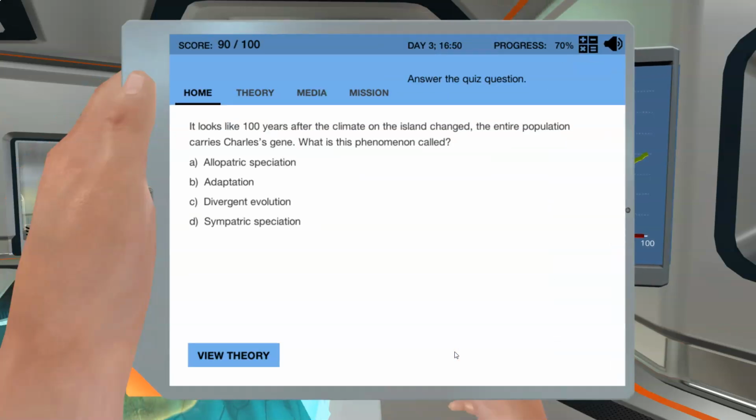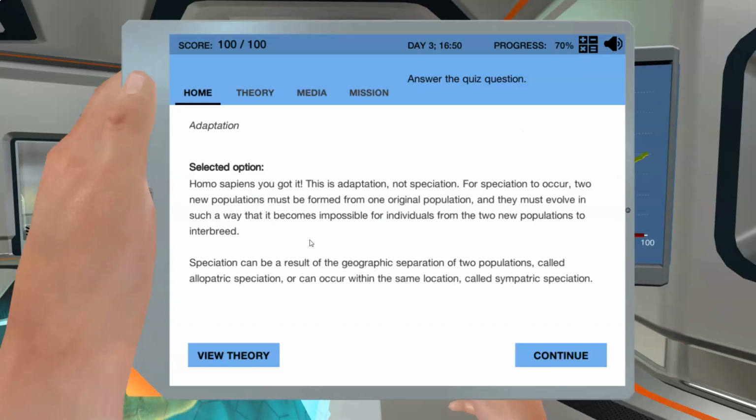It looks like 100 years after the climate on the island changed, the entire population carries Charles's gene. What is this phenomenon called? Homo sapiens, you got it. This is adaptation, not speciation.